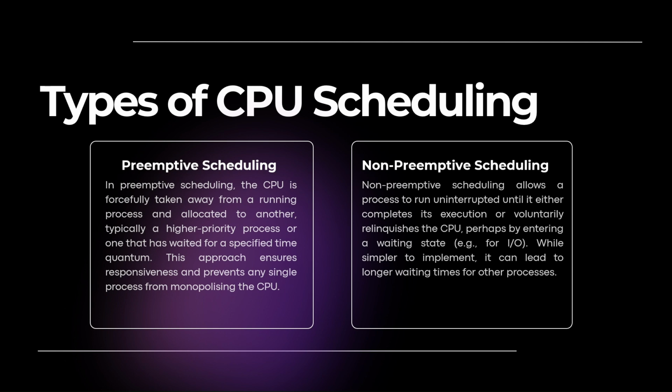In non-preemptive scheduling, a process runs until it is finished or voluntarily gives up the CPU, like when it waits for input or output. It's simpler, but it can increase waiting time for other processes.